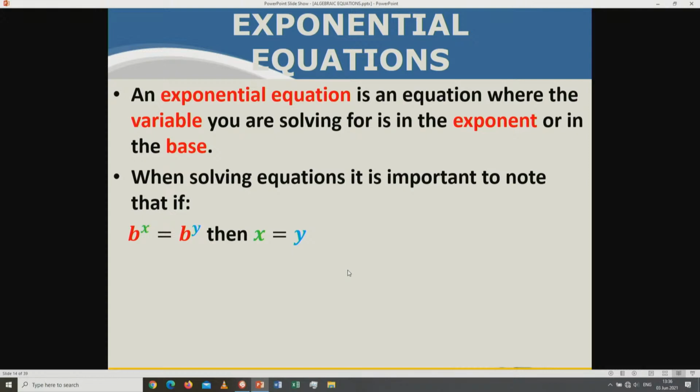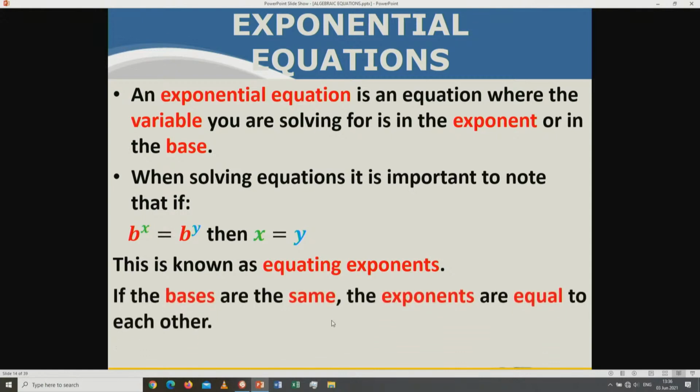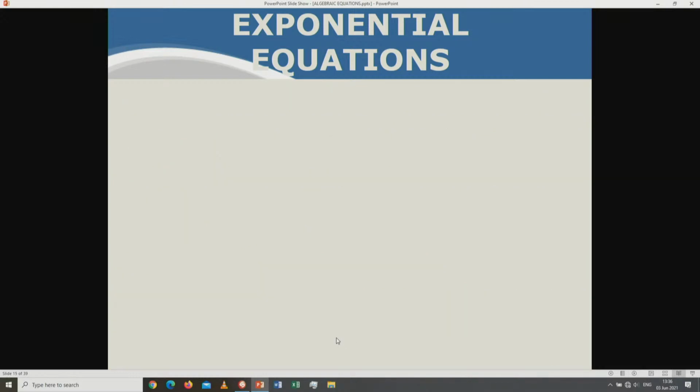Secondly, when solving equations, it is important to note that if b to the exponent x is equal to b to the exponent y, then the value of x will be equal to the value of y. That's one important thing, and this is known as equating exponents. If the bases are the same, we just equate the exponents and then we solve.